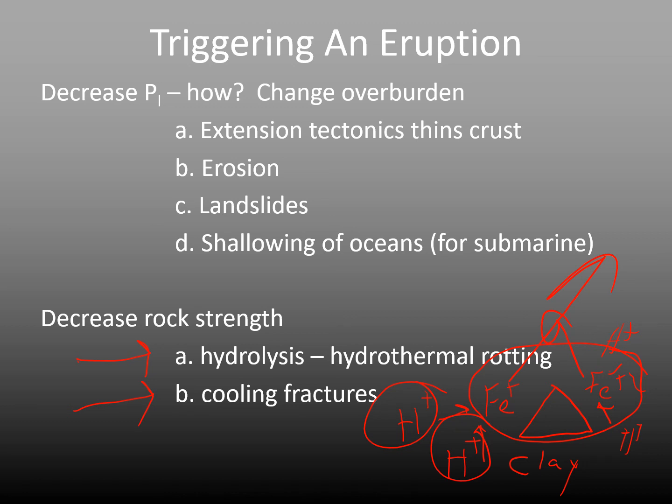Sometimes also we can have cooling fractures that form in rock, and that provides pathways for the material to rise as well. So basically what I want you to remember are 3 ways to trigger an eruption. Increase the magma pressure by making more bubbles. Decrease the lithostatic pressure by thinning the overburden, or decrease the rock strength, mainly through hydrolysis.